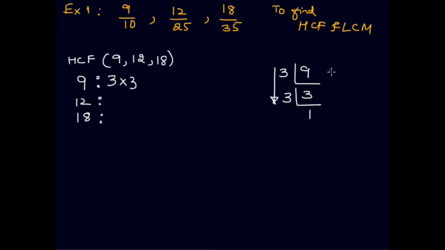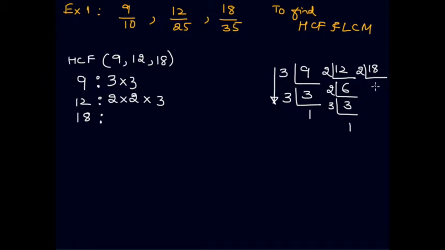Similarly, if you do the same for 12, I'll just do this for 12 also. 2, 6, again 2, 3, and 3, 1. So the factors now are 2 times 2 times 3. Let me do this also for 18. Again 2, 9. For 9, we have to do 3 since 9 is an odd number. 9 divided by 3 is 3, 3, and 1. So it's 2 times 3 times 3.